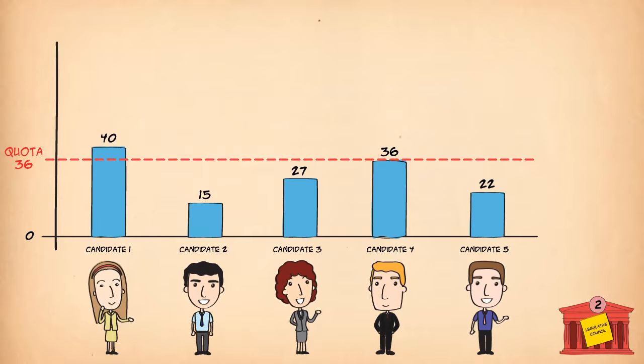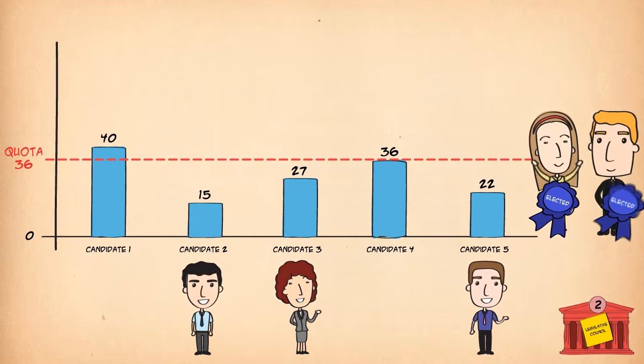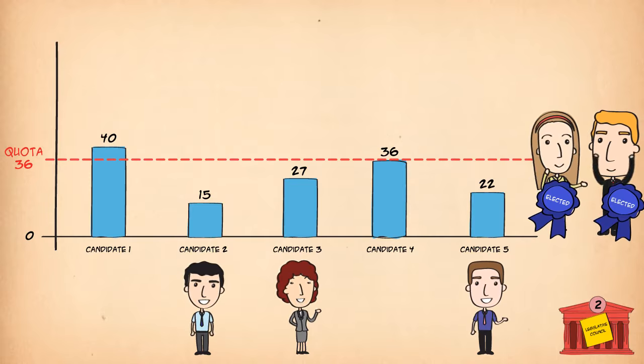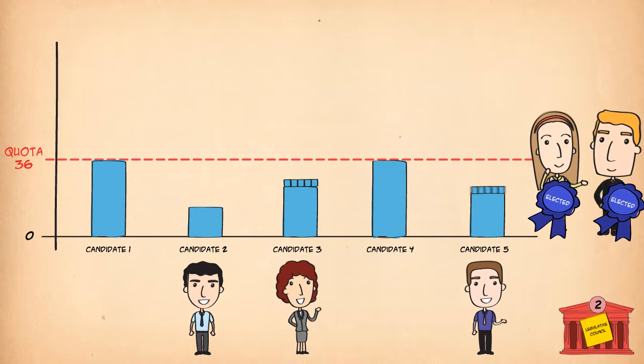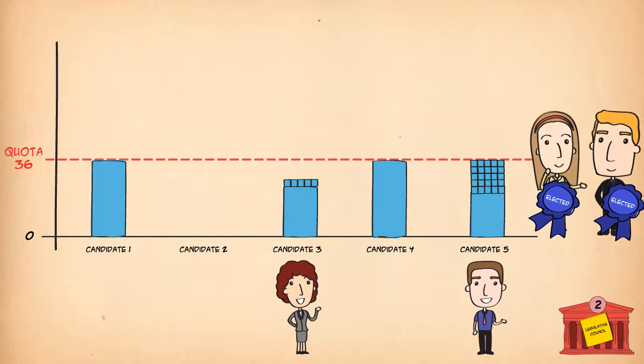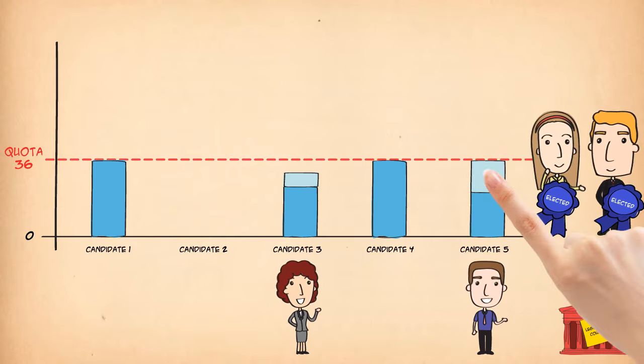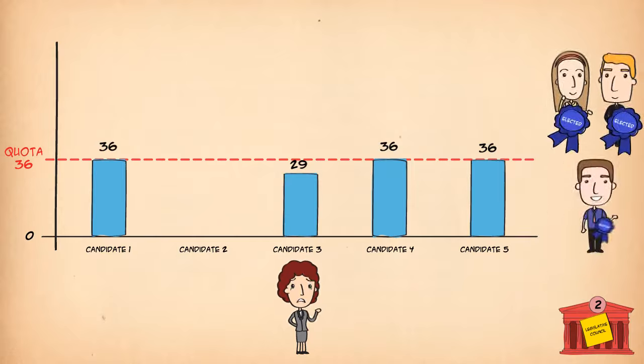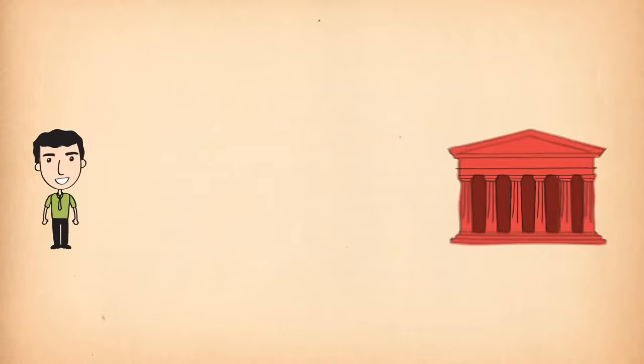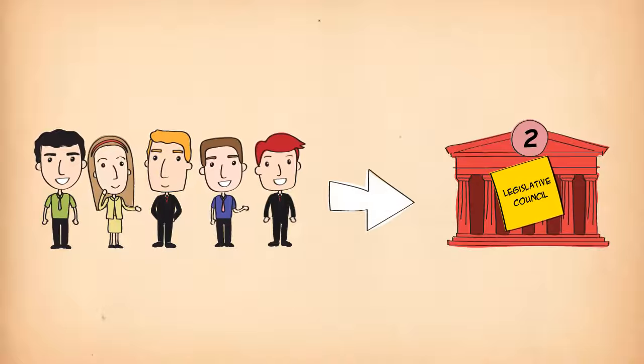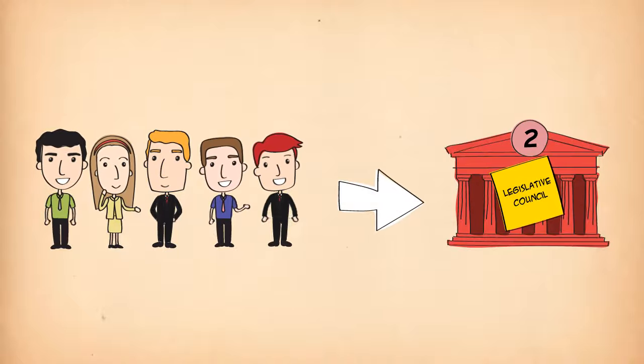In this case, candidate 1. Her surplus votes are transferred, again at a reduced value. This continues until there are no more surplus votes to transfer. The candidate with the lowest votes is eliminated, and all their votes are transferred. And the cycle continues until all vacancies are filled. In this example, it means 3 members are elected. Remember, in a real election for the Legislative Council, 5 members are elected in each region. So how do elections work?